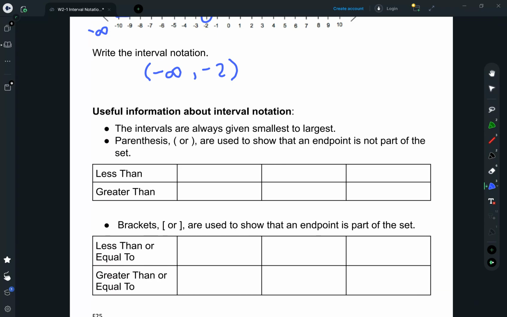If we have a less than, we're going to have the less than symbol. We're going to use an open circle around the number, and we're going to use parentheses. If we have greater than, same thing. Greater than symbol, we're going to use an open circle, and we're going to use parentheses. If we have less than or equal to, we're going to use a closed circle, and we're going to use one of the brackets, depending on how the inequality is set up. Greater than or equal to, we're going to use a closed circle, and we're going to use brackets. So these should have "or" written in here, depending on how the interval is set up. All right, let's keep going.